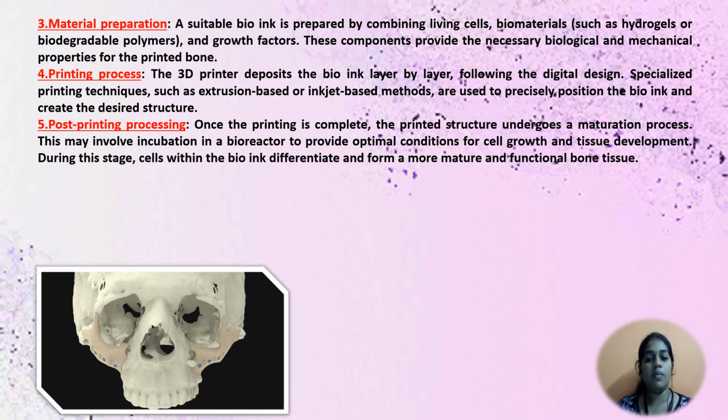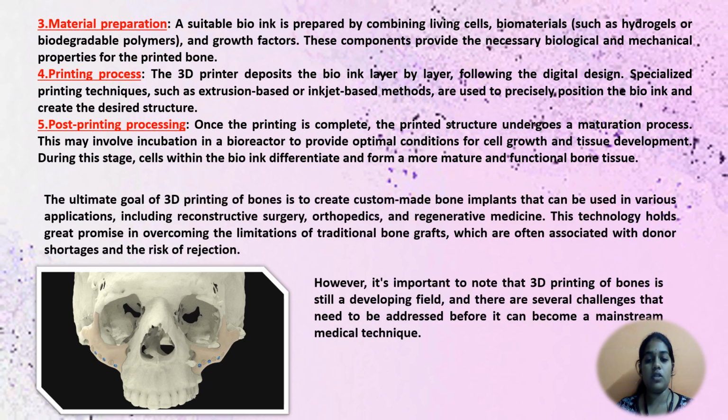Post printing processing. Once the printing is complete, the printed structure undergoes a maturation process. This may involve incubation in a bioreactor to provide optimal conditions for cell growth and tissue development. During this stage, the cells within the bioink differentiate and form a more mature and functional bone tissue.